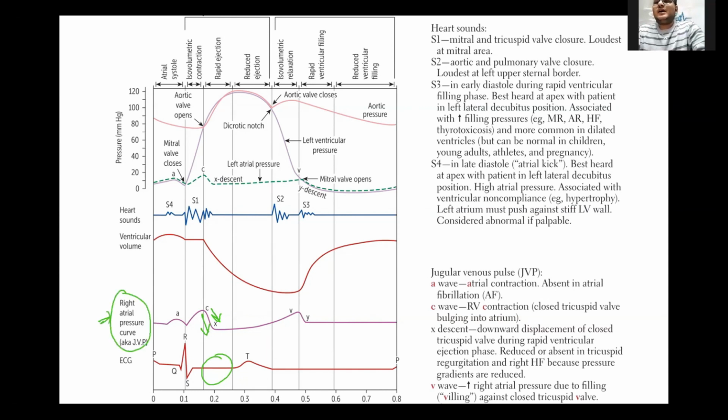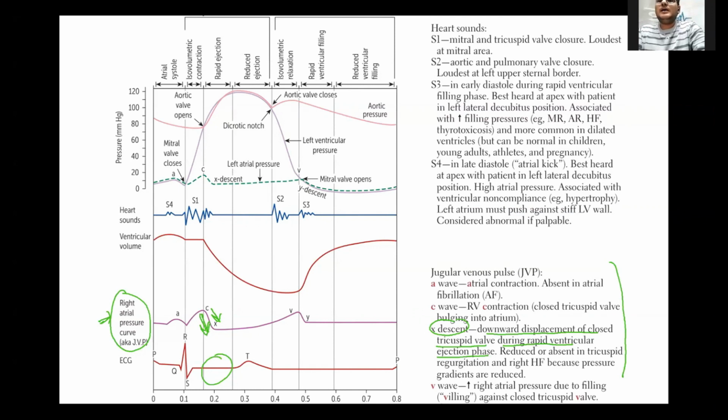Why? Because when there is ejection of blood toward the aorta, and ejection of blood toward the pulmonary trunk from the right ventricle, what will happen? The tricuspid valve, which was tense and bulging into the right atrium, will move into the right ventricle. So the pressure in the right atrium will decrease. So it will be a descent, which is called X descent. X descent is due to downward displacement of the closed tricuspid valve during the rapid ventricular ejection phase. Okay, we will study pathologies later on. First, you should study the normal.